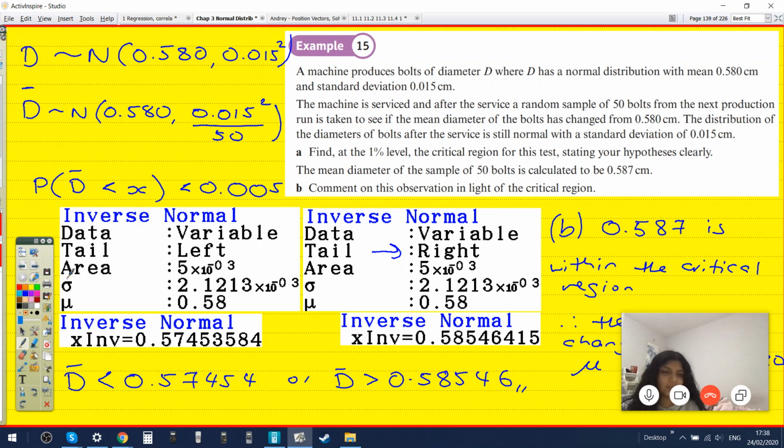Oh, that's so easy. But then what if it's one tail? Do you just do whichever direction it is with the significance? Yes, and you don't have the percentage. You don't have the probability.